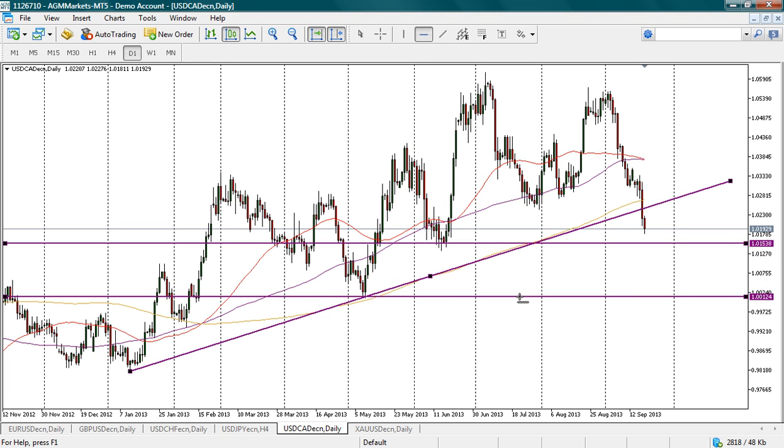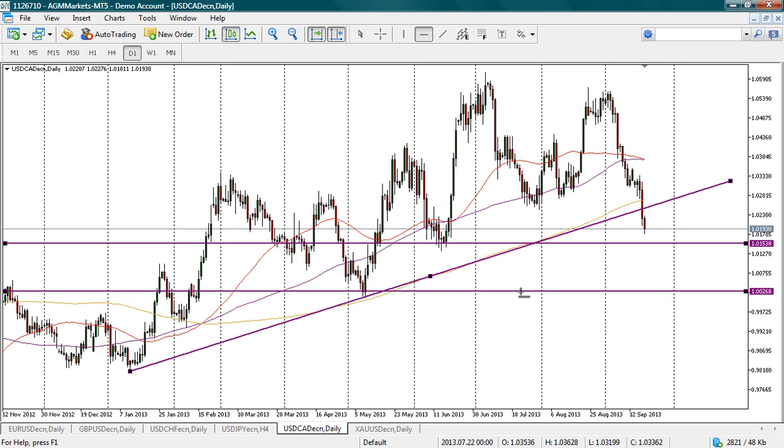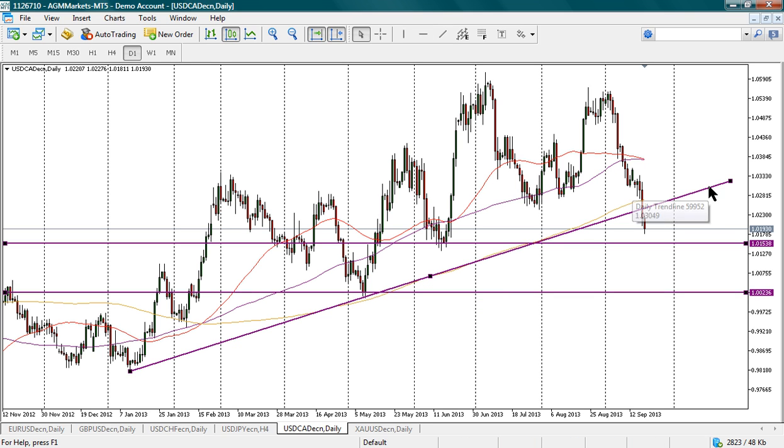And then if we get below that, then you've got this key bounce here, this key support here, which is at the 1.0120s really, 1.0110s to 1.0120. So two key support levels there I keep an eye out for.